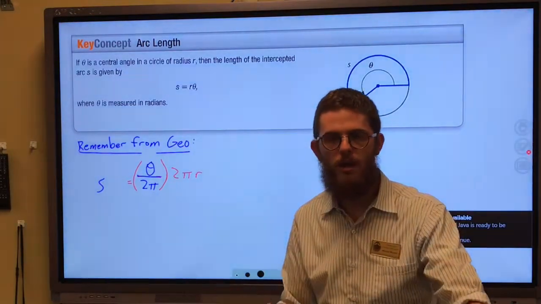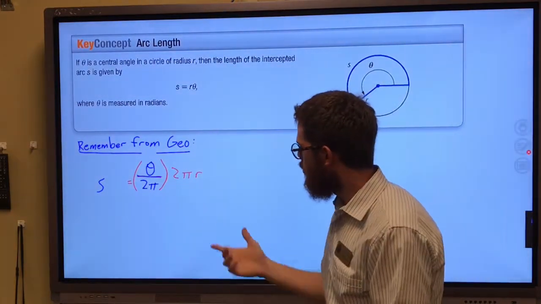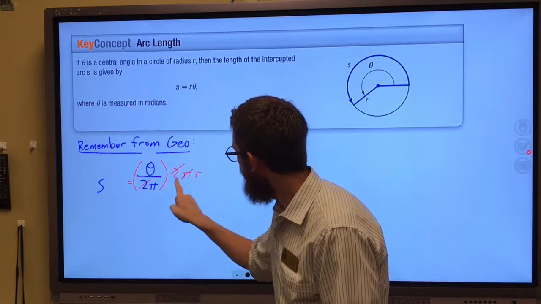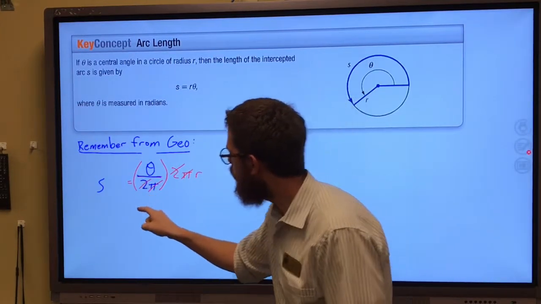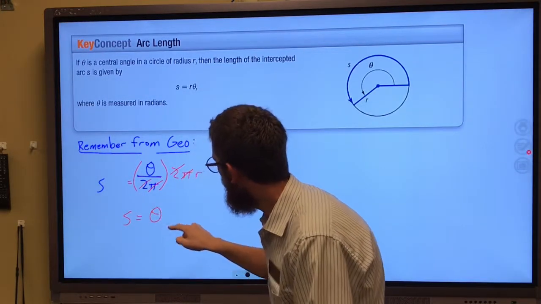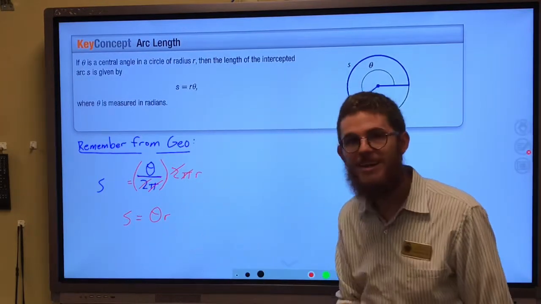So if we change things to what we now are talking about, in a more mature way, thinking about radians, and we plug it in, notice what happens. That 2 cancels out, the pi cancels out, and we're left with s. The length of that arc is equal to the measure of that central angle in radians times the radius.